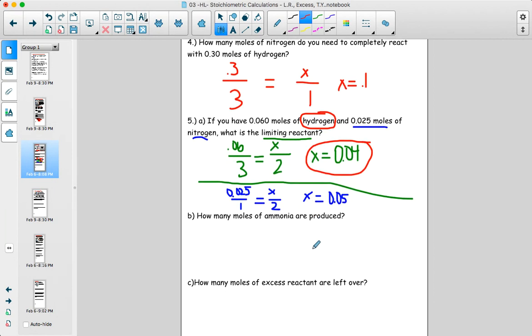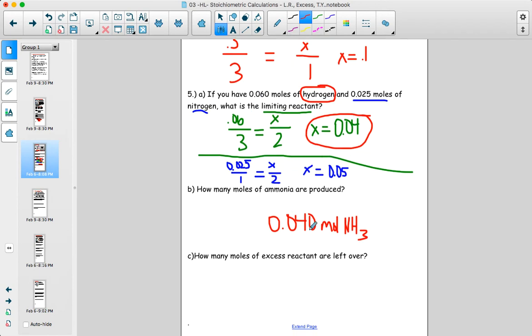So now in part B, when it says how many moles of ammonia are produced, the reason why I like to do it the way that I just did above is that I've already answered that question. That was the way I figured out my limiting reactant question. So there are definitely other ways to figure out what the limiting reactant is, other ratios you can check, but this one usually answers the next question for me. So this is the theoretical yield of ammonia. It's the amount of ammonia I can make based on the limiting reactant, which was the hydrogen.